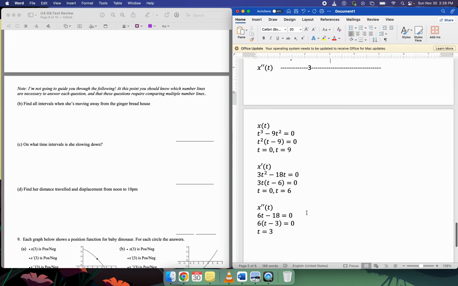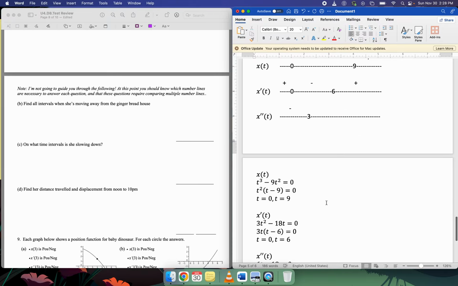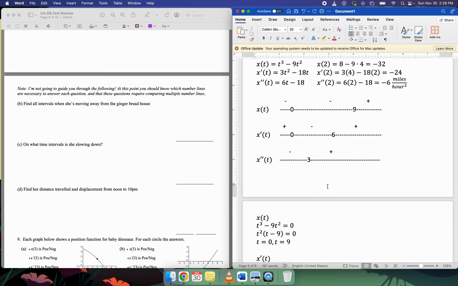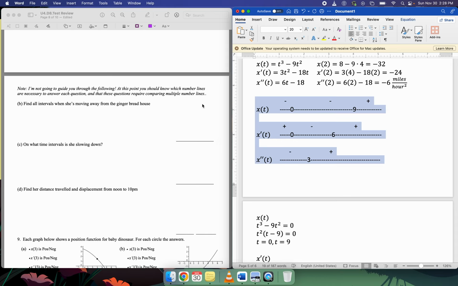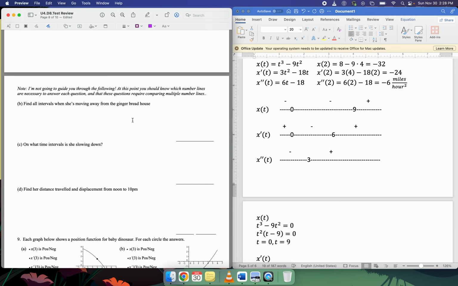Okay, and then after 3, I think it changes to positive. So I've got the sign analyses for all 3 functions, and I've got them stacked and aligned on top of each other, which you're really going to want for the problems that involve more than one number line. Okay, so when is she moving away from the gingerbread house?